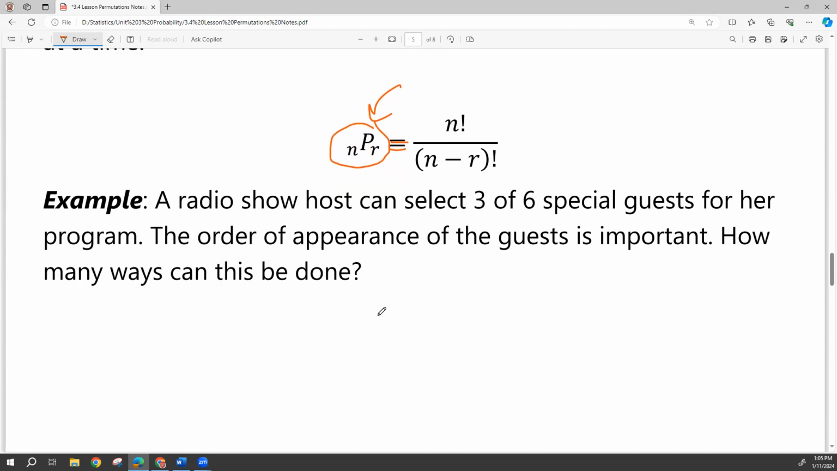So for example, we have 6 possible special guests. We want to select 3 of those 6 special guests to appear on our program. And in this case, order is important. And so what we have is 6P3. We have 6 possibilities. We want to arrange them in groups of 3. And so if I'm using this formula, I have 6 factorial over 6 minus 3 factorial, which we can simplify like this.